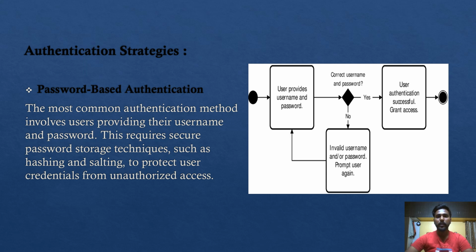Now we'll see the diagram. The user provides a username and password. If it is a correct username and password, then it is passed to user authentication successful, grant access. If it is not, then it goes to invalid username or password, prompt user again. Then finally it goes back to step 1 and repeats the cycle.